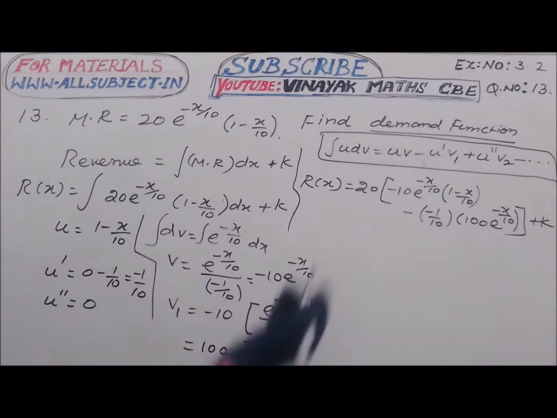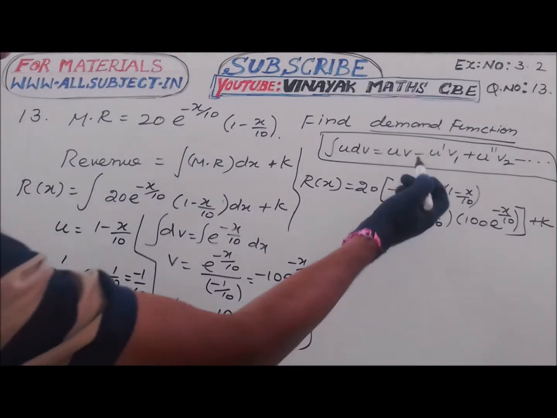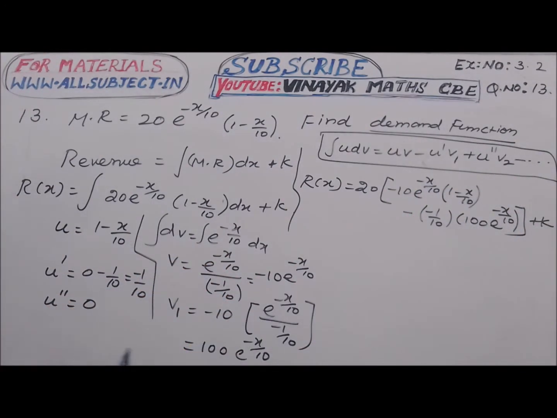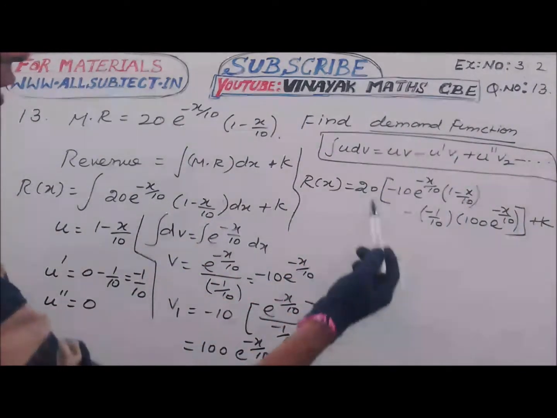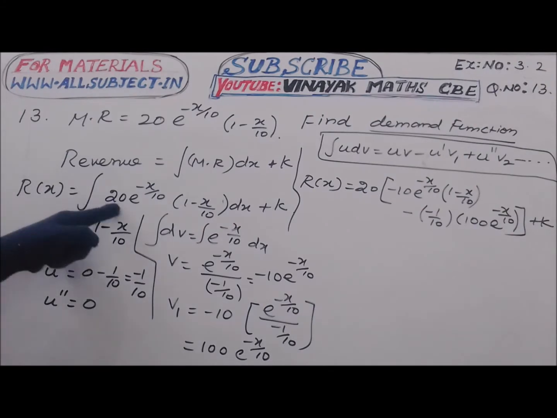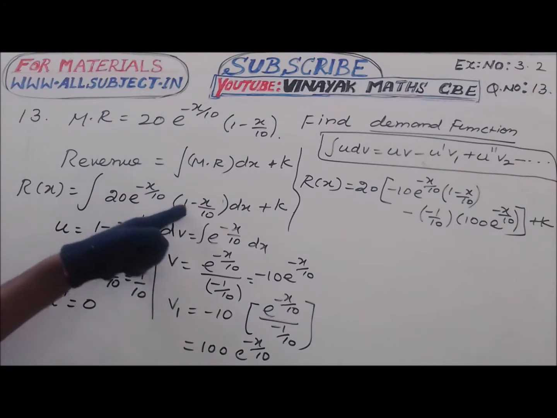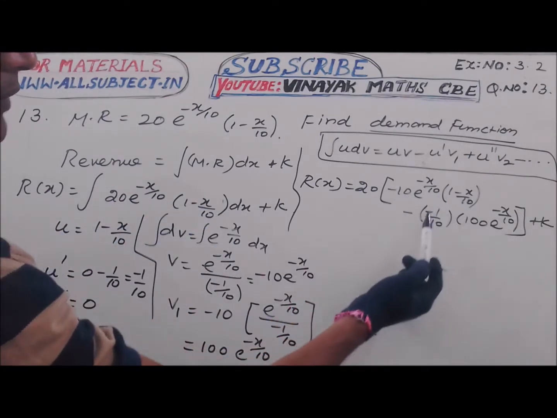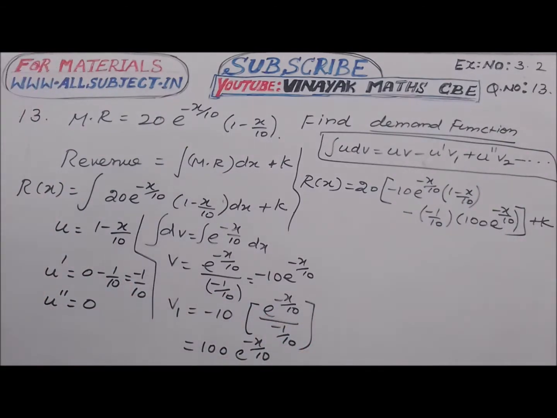So substituting in it, integral u dv equals uv minus u dash v1 plus u double dash v2 etc. U double dash becomes 0, so we have only two terms. Substituting here, taking 20 as common out, the remaining is integral x e power minus x by 10 dx plus k. This is by the formula uv minus u dash v1 plus constant of integration k.